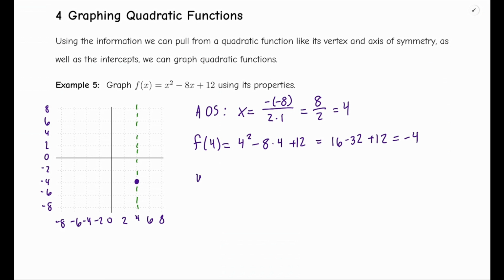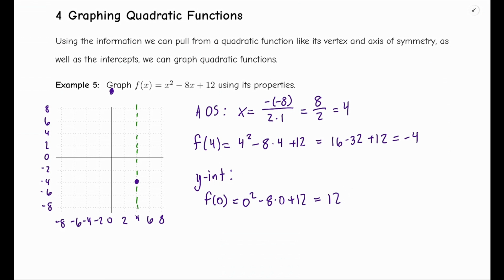Now let's find the y-intercept. That's plugging 0 in for x. So we get 0 squared minus 8 times 0 plus 12, which is 12. So 12 is actually going to be off my graph, about up there.